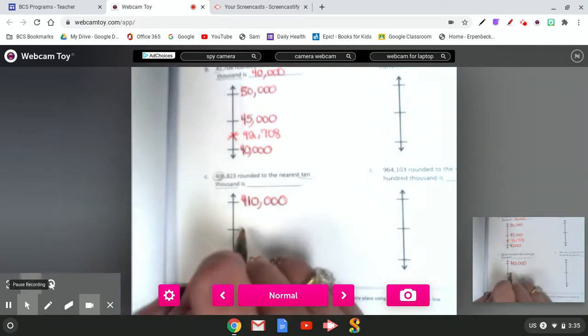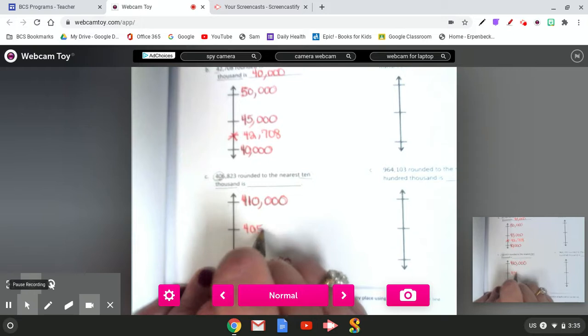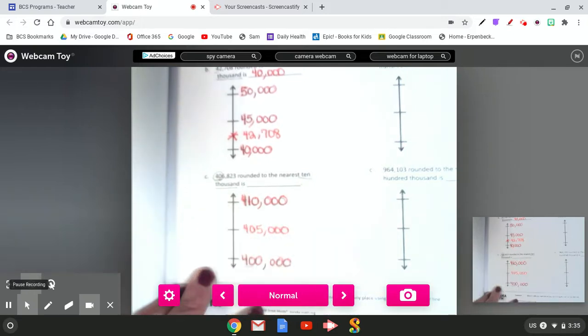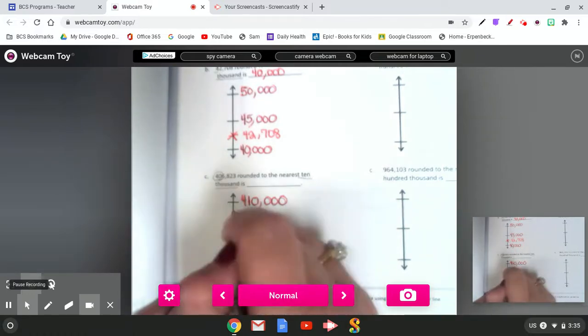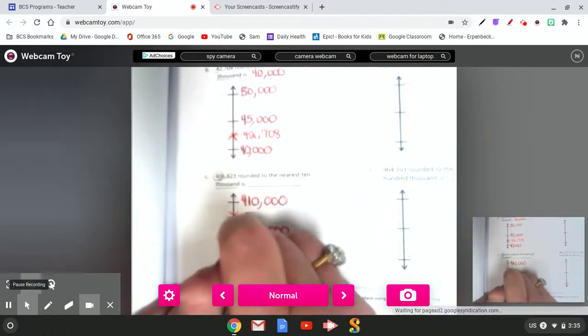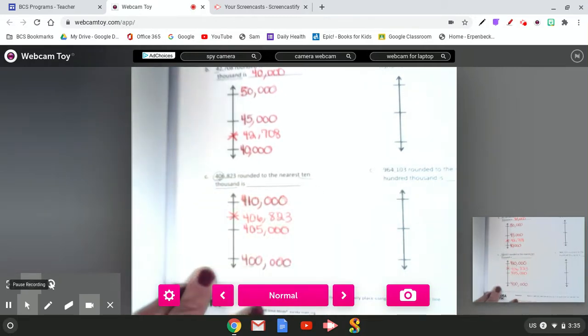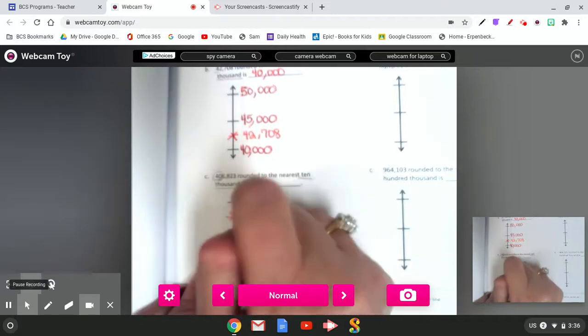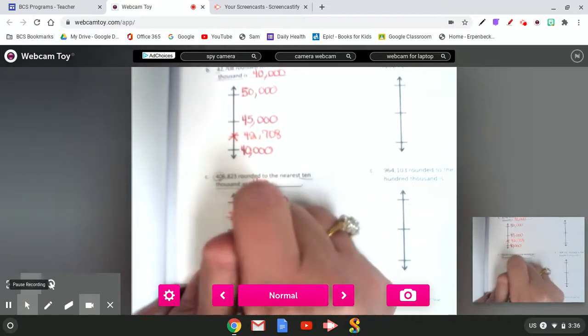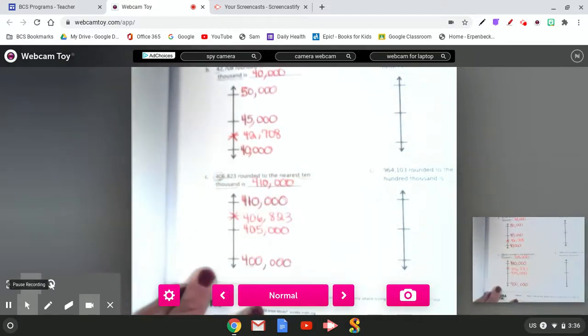The midpoint, you guessed it, 405,000. Now it simply becomes a point of putting the original number on that vertical number line and seeing where it falls. 406,823 is above the midpoint, approximately here. 406,823, so therefore it is closer to 410,000. So there is our number in the 100,000s, still rounded to the nearest 10,000.